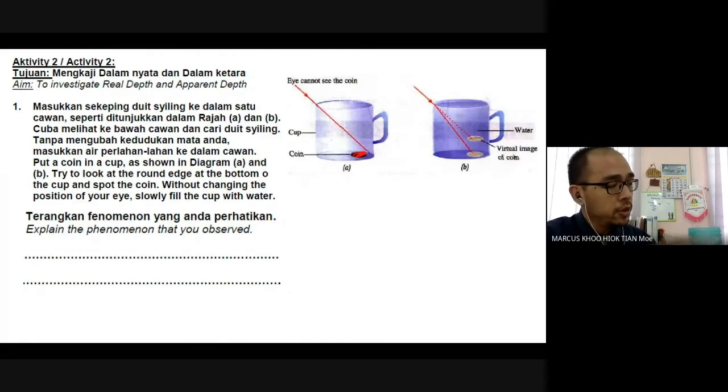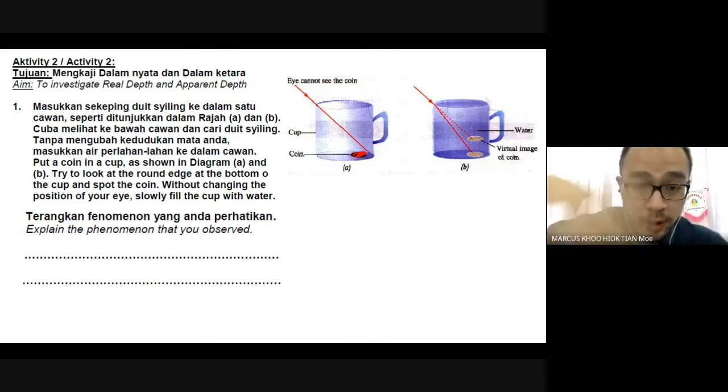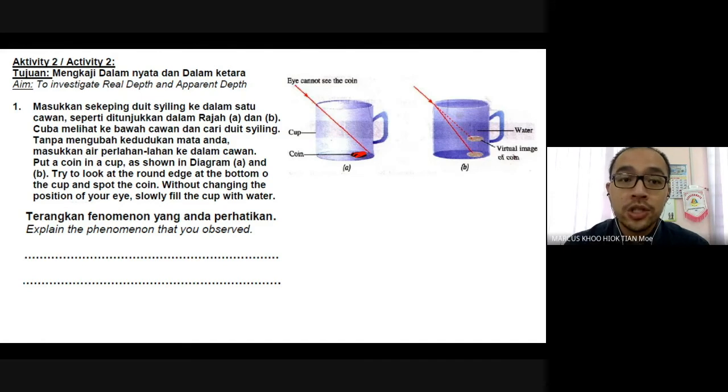Then after that, what you do is you pour in water until it's full. And now what you will see is that suddenly you can see the coin. You didn't change the position of your eye. You didn't move the cup nearer to you. You put your eye at a position where you cannot see the coin at first. But when you pour in water, you find that suddenly you can already see the coin. Not because the coin floated to the top. The coin is still at the bottom, but it just looks shallower than it is. You need to try this at home. But this is what happens.